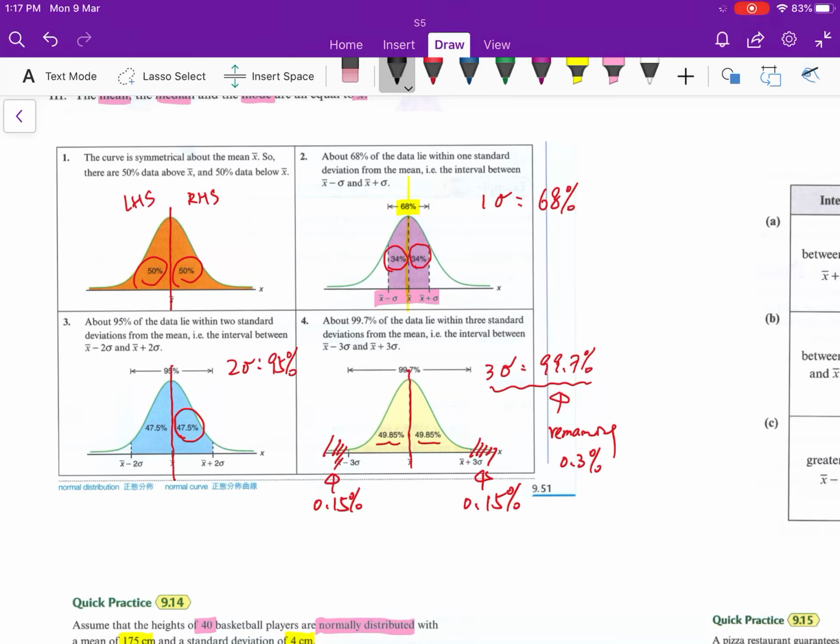So this is the normal distribution curve. What you need to remember here is the three standard deviation percentages: first standard deviation 68%, second standard deviation 95%, third standard deviation 99.7%, and they are symmetrical. Left hand side and right hand side are both half. So this is normal distribution. Thank you for listening.